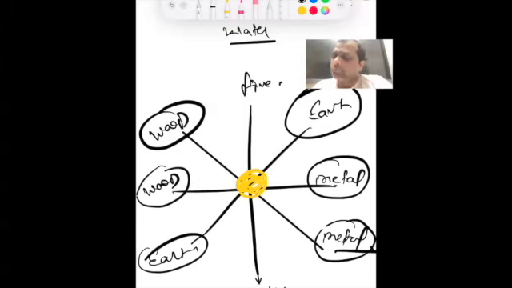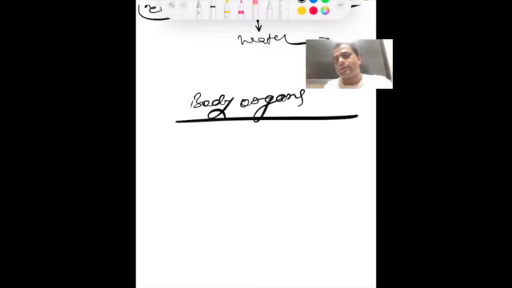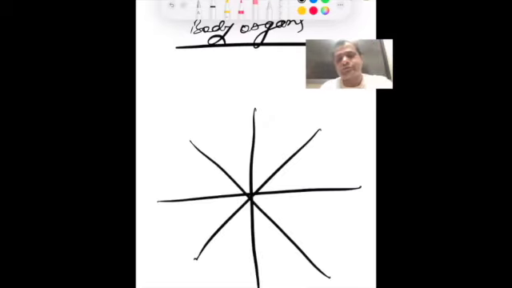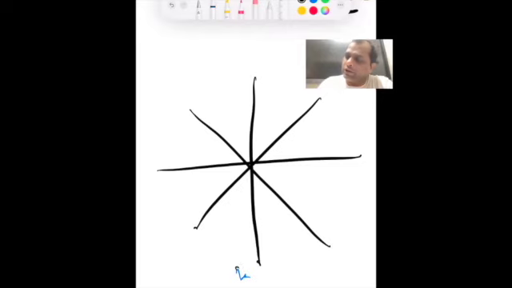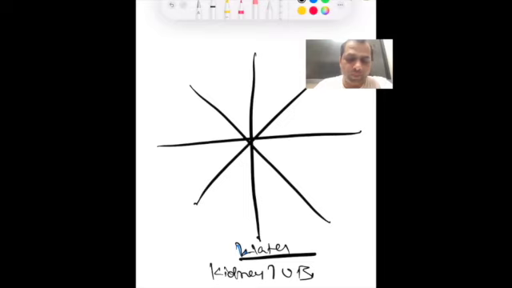Now if we talk about the concept of body organs, if we divide the body organs into 8 parts, then we know this is the water. The meaning of water is kidney and urinary bladder. The meaning of fire will be heart as well as small intestine.